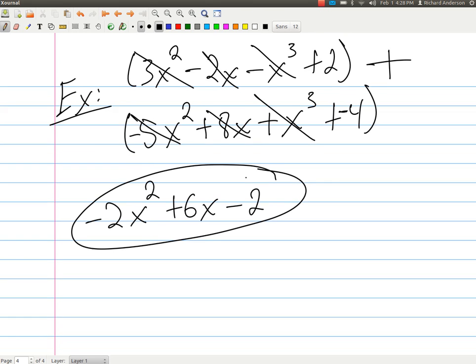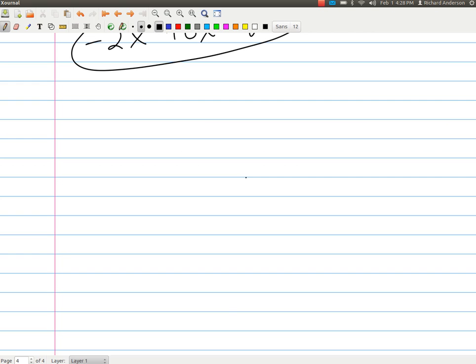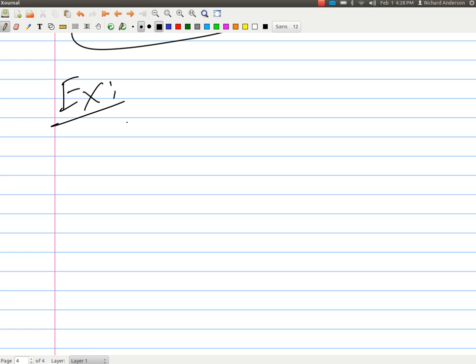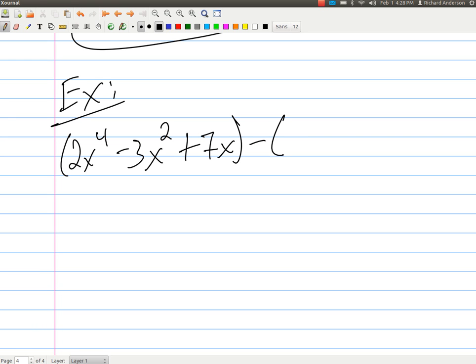We'll go through one more of those, and then I'll pick up in the next video screencast with our factoring and foiling and multiplying. Alright, last one we'll do right here. I have 2x to the fourth minus 3x squared plus 7x. From that, I'm going to subtract 5x to the third plus 2x squared minus 3x plus 5.